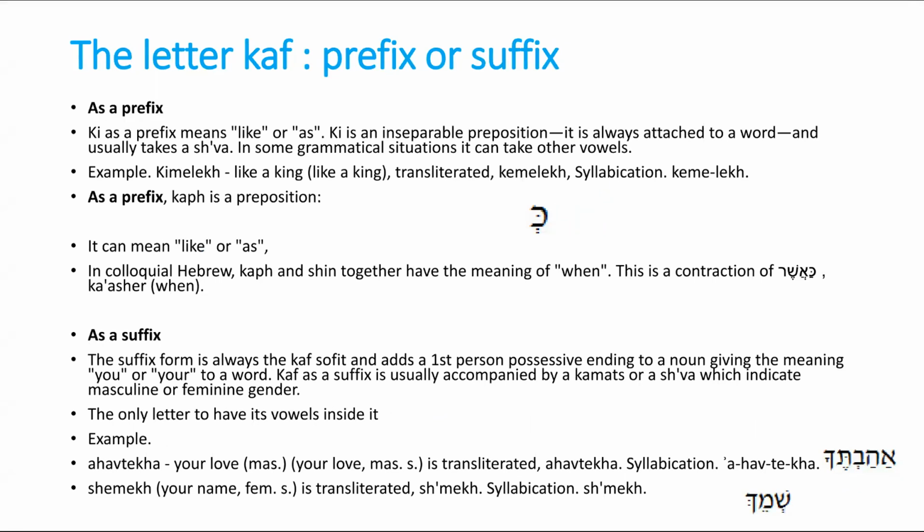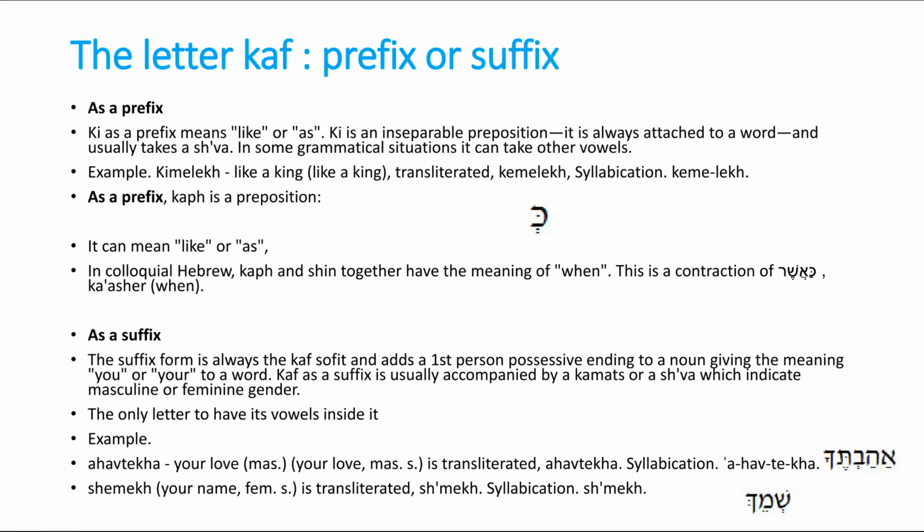It can be representing like or as, but it can also be added to the end of a word as a suffix. And obviously then it tends to be the kaf sofit, the final form of the kaf. Instead of this bent round form, it's this elongated form. And then the vowels get placed inside the letter. This is a very unusual thing where with the sofit form of the kaf, the final form of the kaf, the vowels are placed inside the letter.